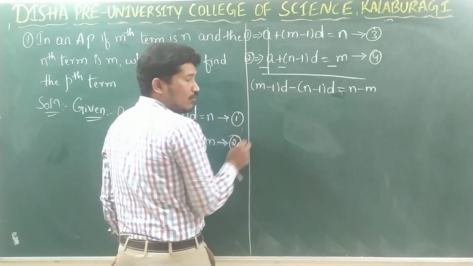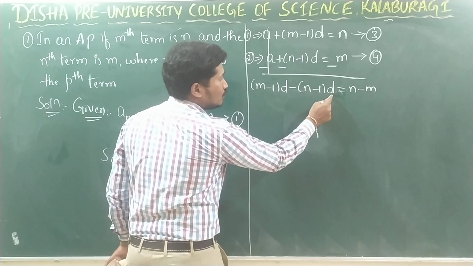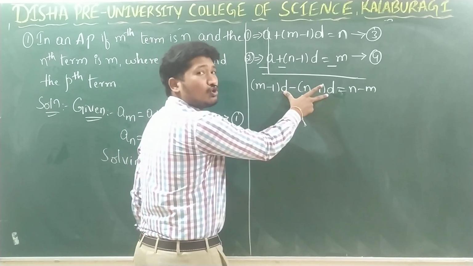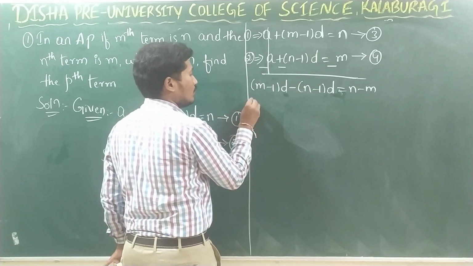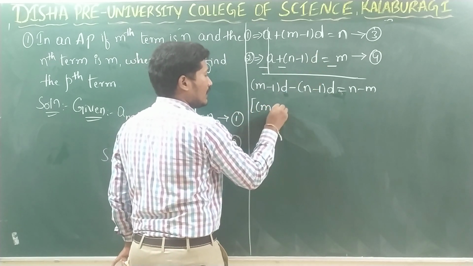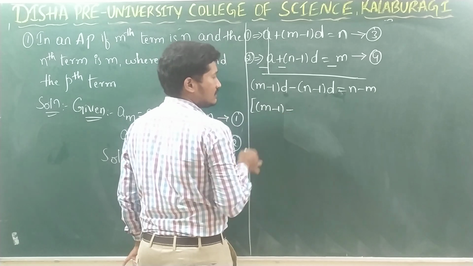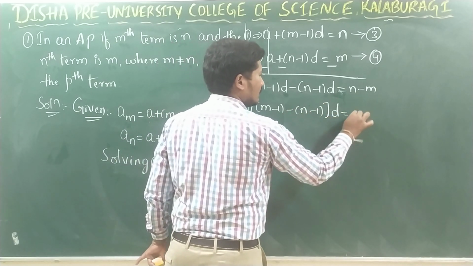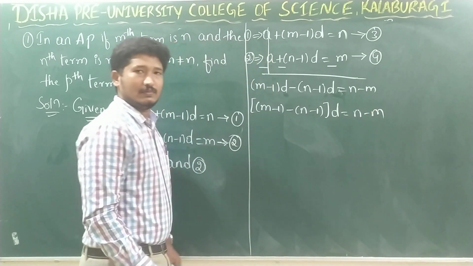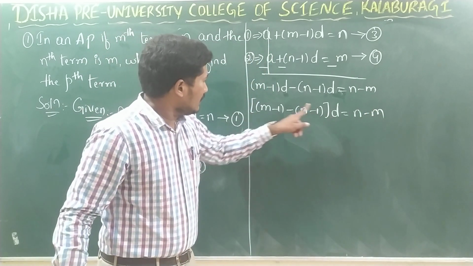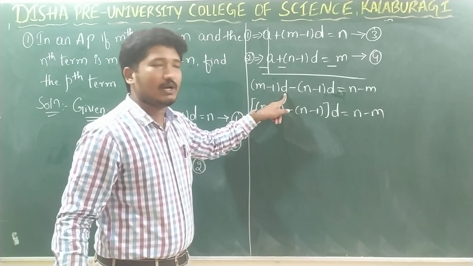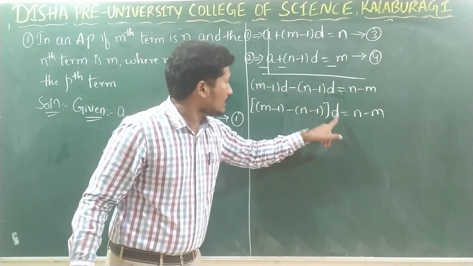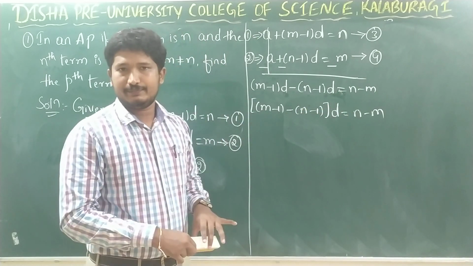Right? Now observe here, in these two terms, what is the common thing we have? See, the d is common. So take it outside. What will it be? (m − 1) − (n − 1) into d is equal to n − m. Right? See here. d into (m − 1) is (m − 1) into d again. Minus into plus is minus, (n − 1) into d is (n − 1) into d.